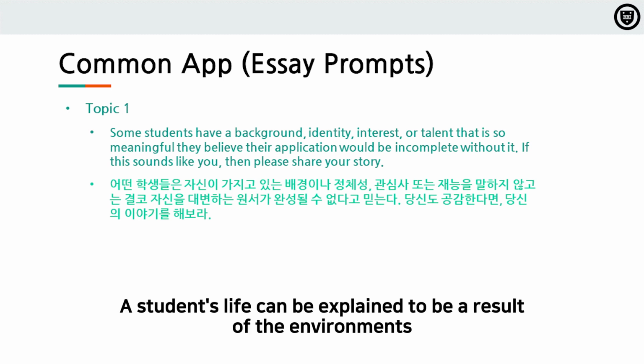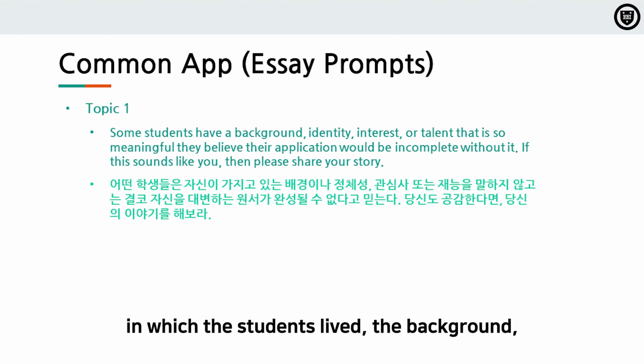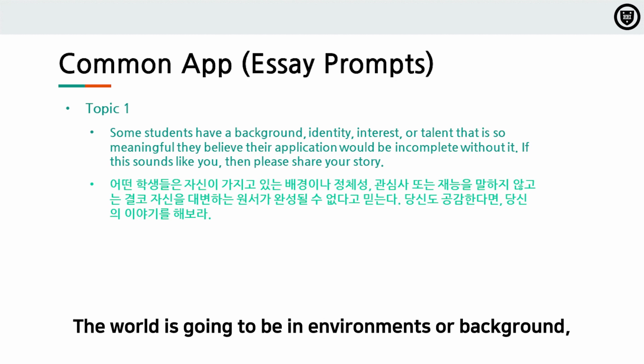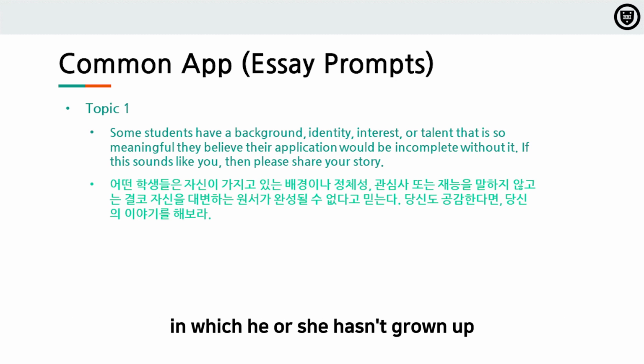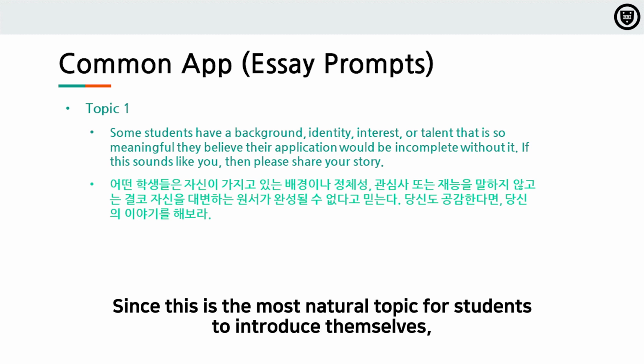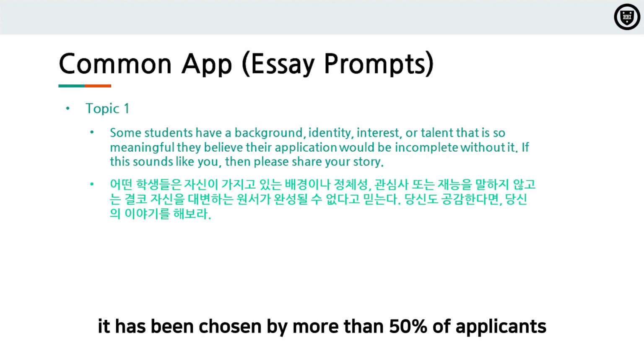A student's life can be explained to be a result of the environments in which the student lives, the background, and the world to which he or she belonged. The word is going to be an environment or background in which he or she has grown up, and refers to his or her own identity, interests, or special talents. Since this is the most natural topic for students to introduce themselves, it has been chosen by more than 50% of applicants.